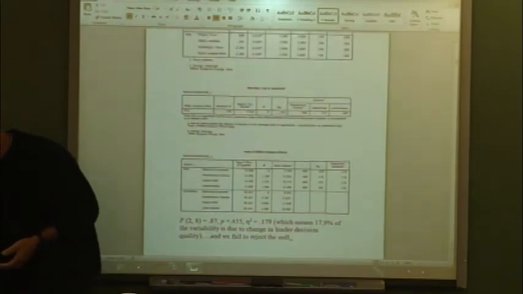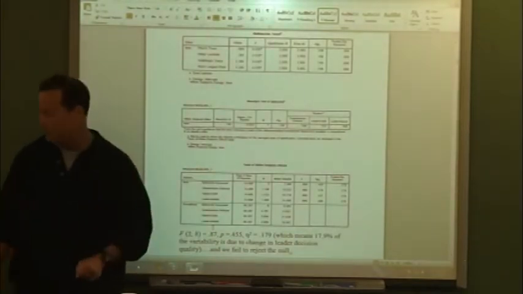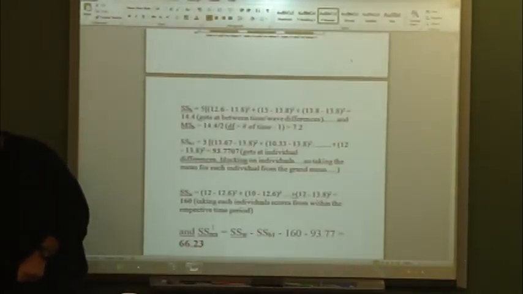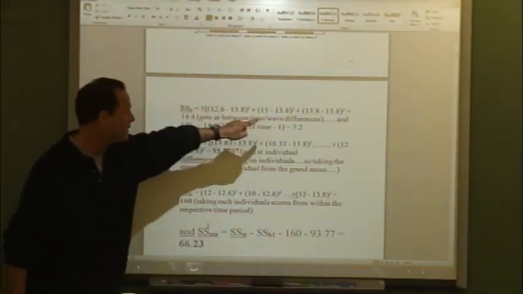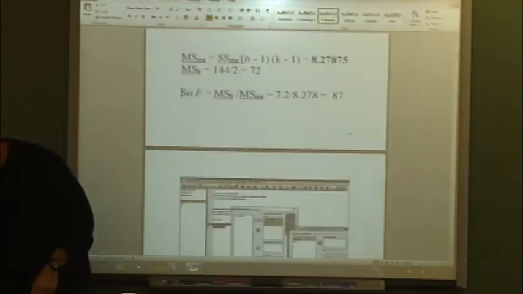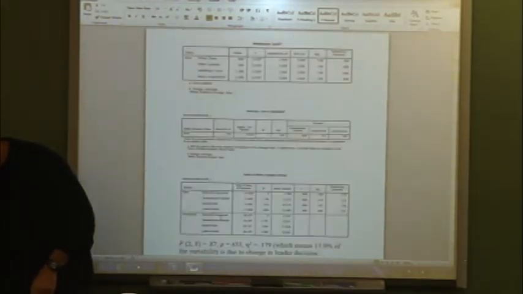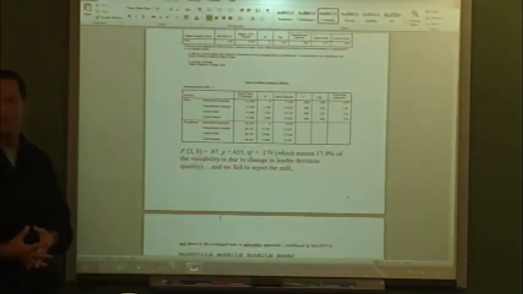But here, everybody, look what we confirmed from our hand calculation. Sum of squares, 14.4 for the between. Mean square, 7.2. Residual, 66.23. Voila, 66.23. So we got everything we just did by hand.